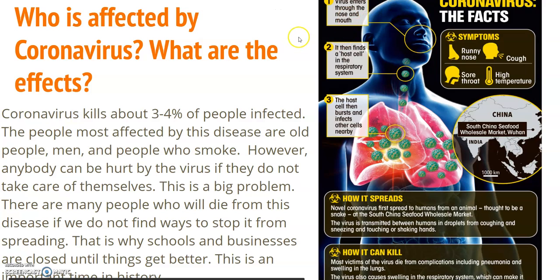So let's take a look at this infographic. The virus enters through the nose and mouth, and then it finds a host cell in the respiratory system. This means it's going into your lungs. The host cell then bursts and infects other cells nearby. If you have taken biology, you might know a little bit about this. If not, just know the virus goes in through your nose or mouth, travels down your throat to your lungs, and there it spreads. It causes the effects of a runny nose, a cough, a sore throat, and it causes a very high temperature.